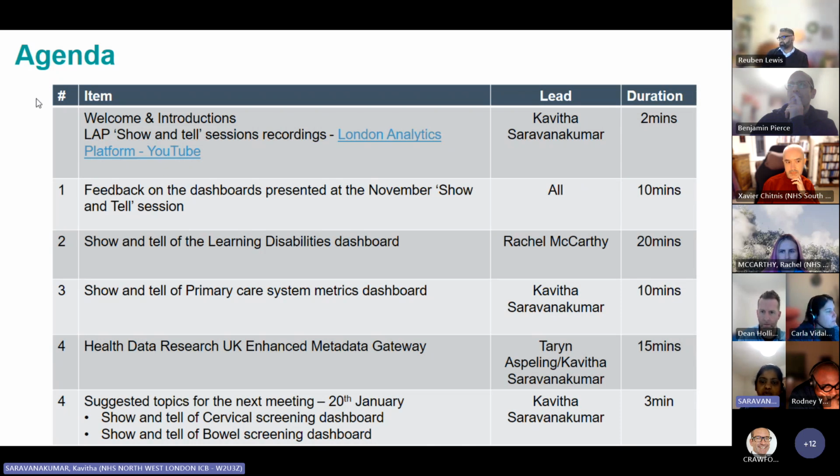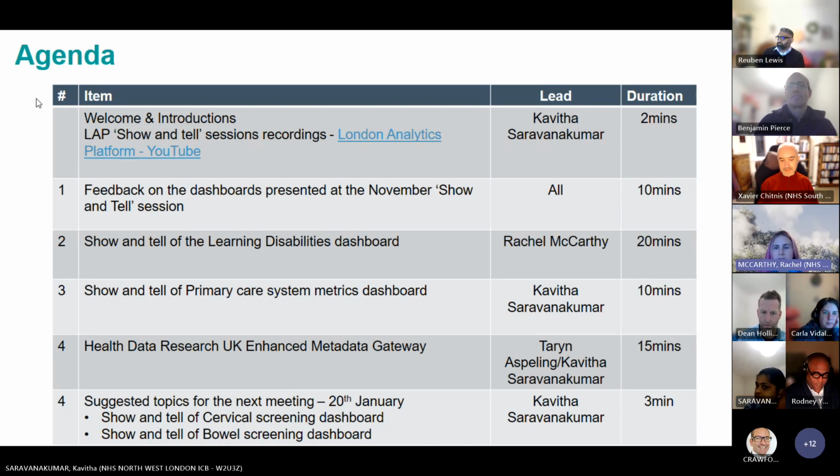And we shared two ways to share that feedback. One was to email the London Analytics Platform mailbox, and the second is to complete a web form, which Rachel had put together from her team. So Rachel, have we received anything from any ICS? No, I haven't had any response on the feedback on those two dashboards yet, or any correspondence about access or anything. I assume access is fine for those that have tried. I have had one response about access, but again, I think that's sorted now. So just waiting for some feedback.